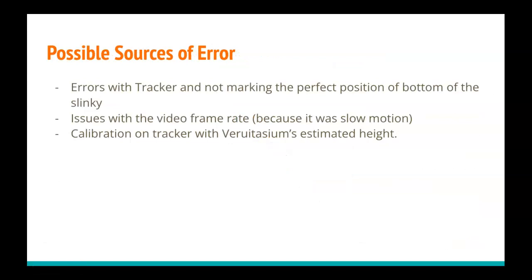Some of the possible sources of error: the main source of error was with Tracker and not being able to mark the perfect position of the bottom of the slinky. There were also some issues with the video frame rate because the video was in slow motion. It should also be noted that Tracker was calibrated using Veritasium's estimated height of 1.75 meters.